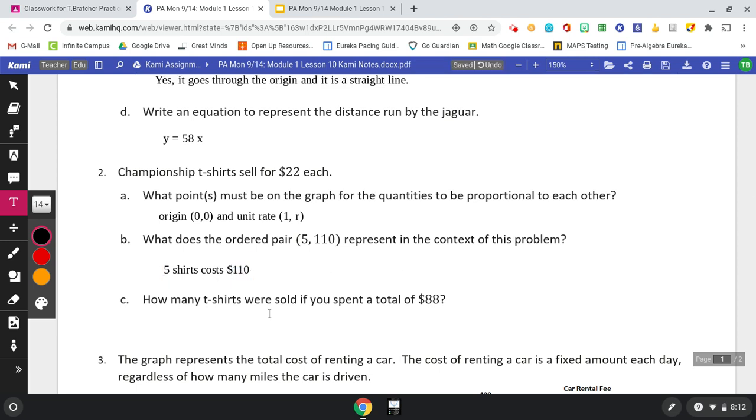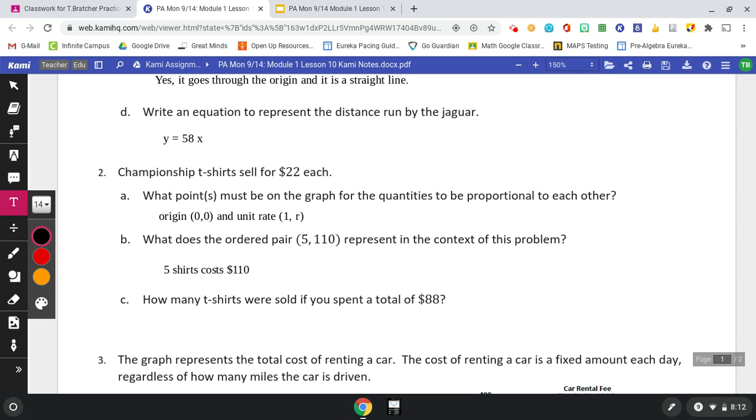Then it says, how many t-shirts were sold if you spent a total of $88? Well, if one shirt costs $22, then how many shirts would cost $88? Think about, are you going to multiply by the constant of 22 or are you going to divide by the constant of 22? Multiply or divide.